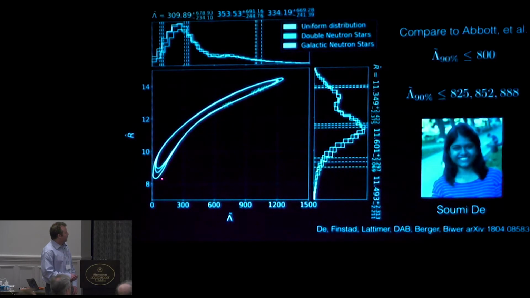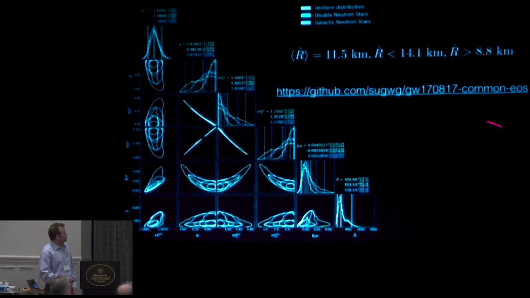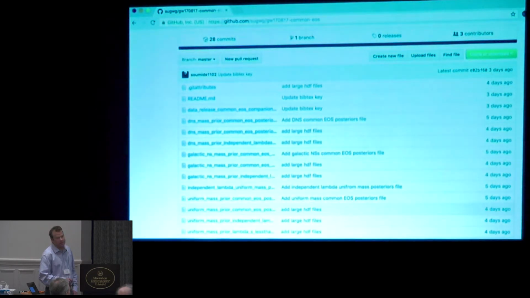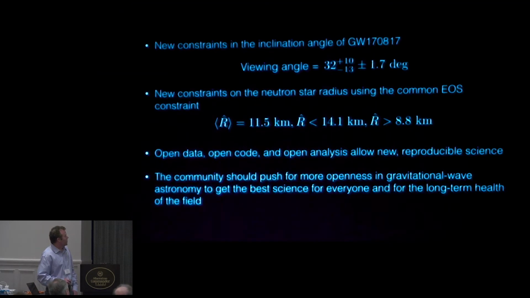This is the tidal deformability and the radius of the neutron star. Pretty robust to all three mass distributions that we used. Nice measurement of the equation of state of the neutron star, so between 8.8 kilometers and 14.1 kilometers. And again, all of this is public on GitHub.